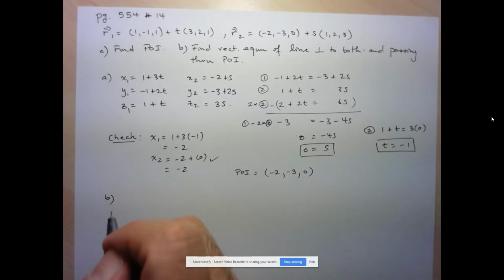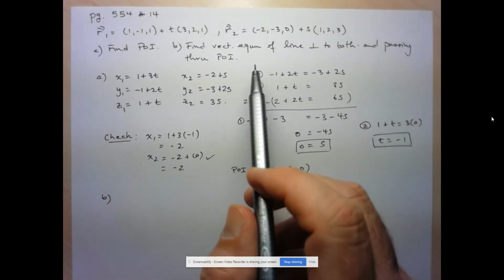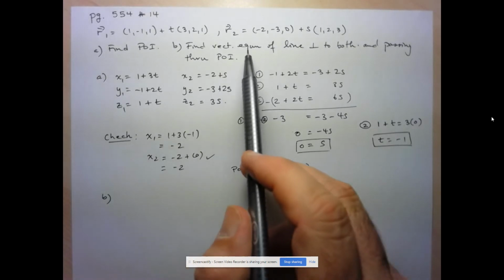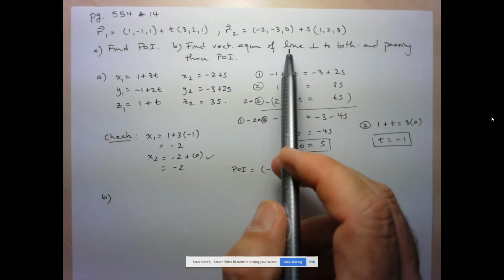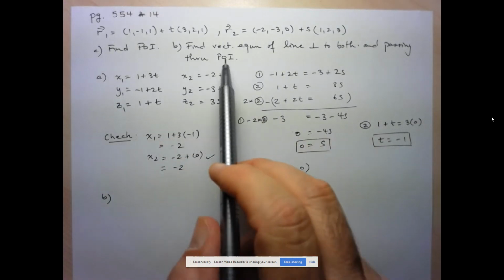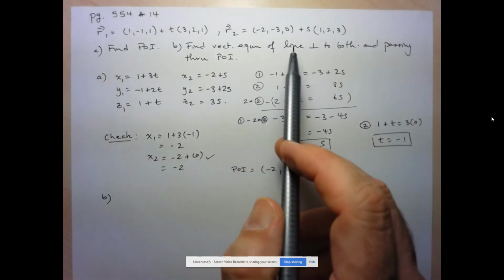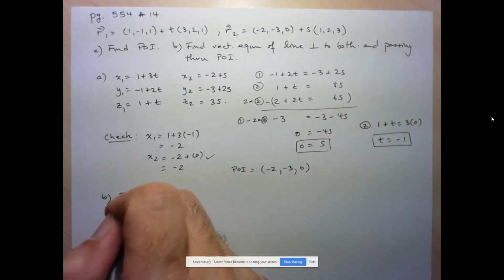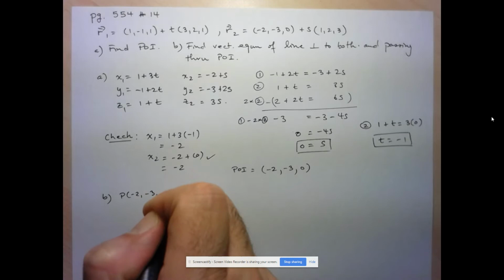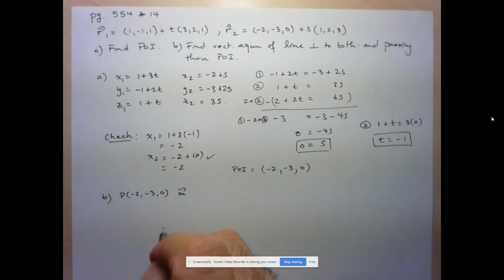All right, so let's look at part B here. Now let's read a little more carefully. We're looking for the vector equation of a line. So we're looking for a line that's perpendicular to both of these lines and passes through the point of intersection. To find the equation of a line, I need a point. So I have my point: it's -2, -3, 0. What I need now is a direction vector.